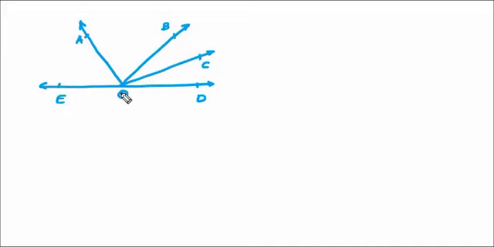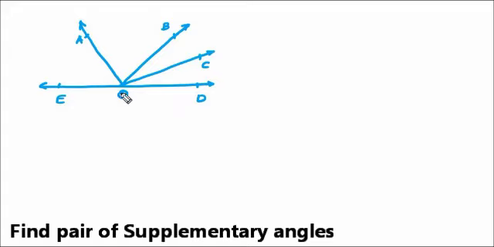In the given figure, measure of angle AOC is 90 degrees. Name a pair of supplementary angles, a pair of complementary angles, two pairs of adjacent angles which are neither supplementary nor complementary, and a linear pair. So let's first find a pair of supplementary angles.